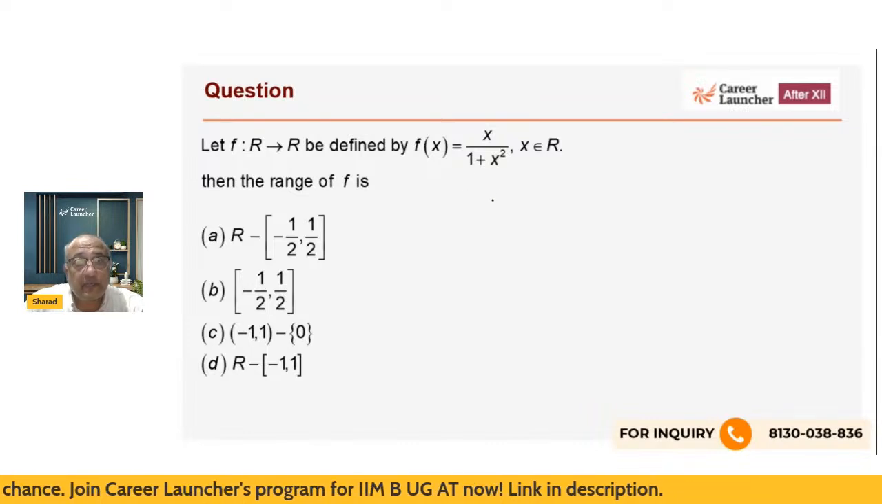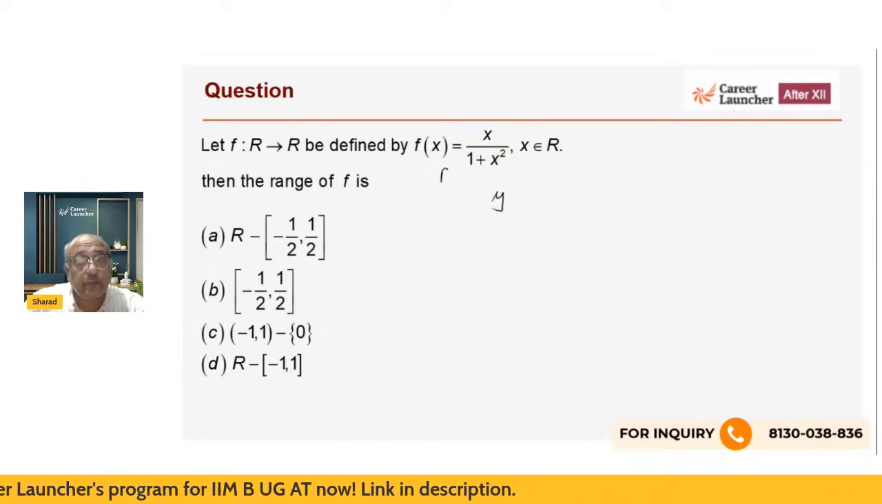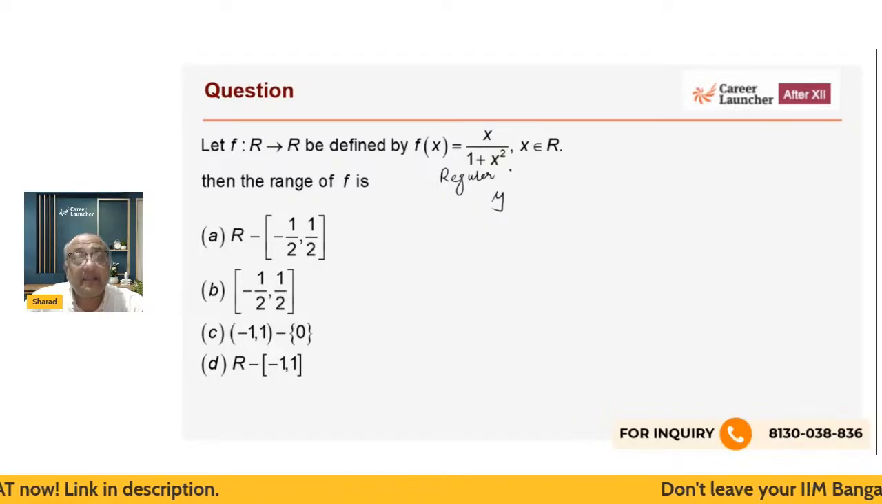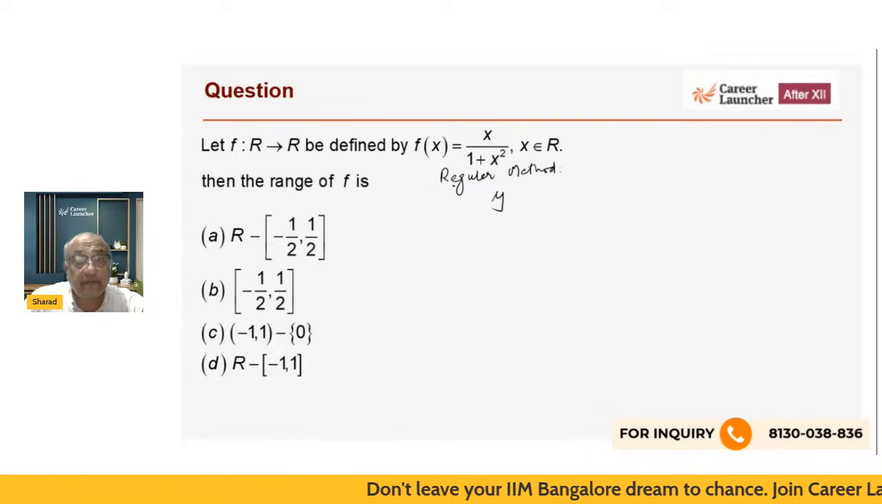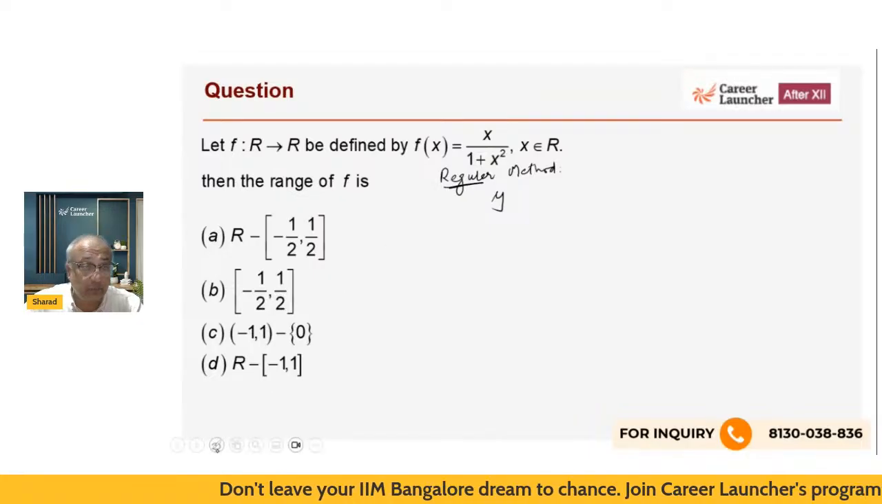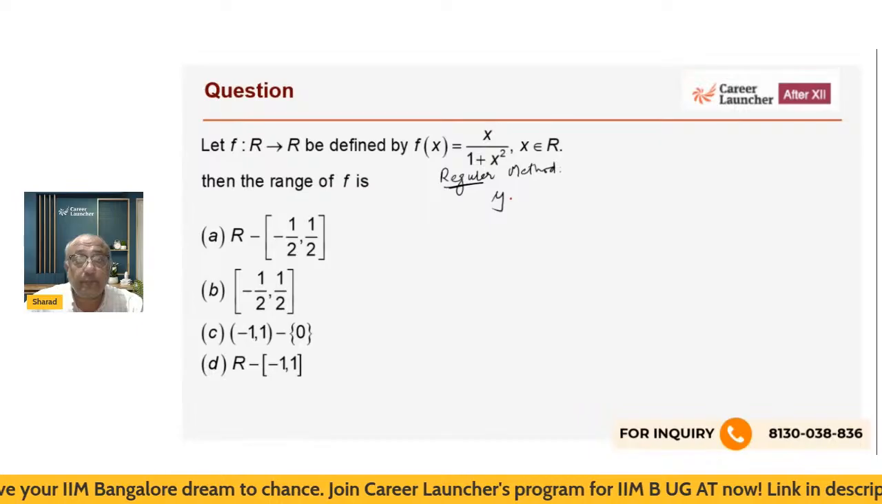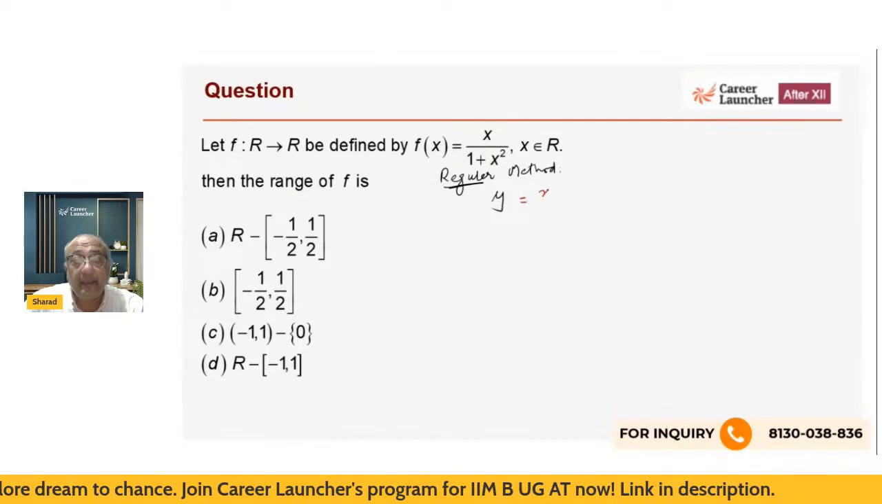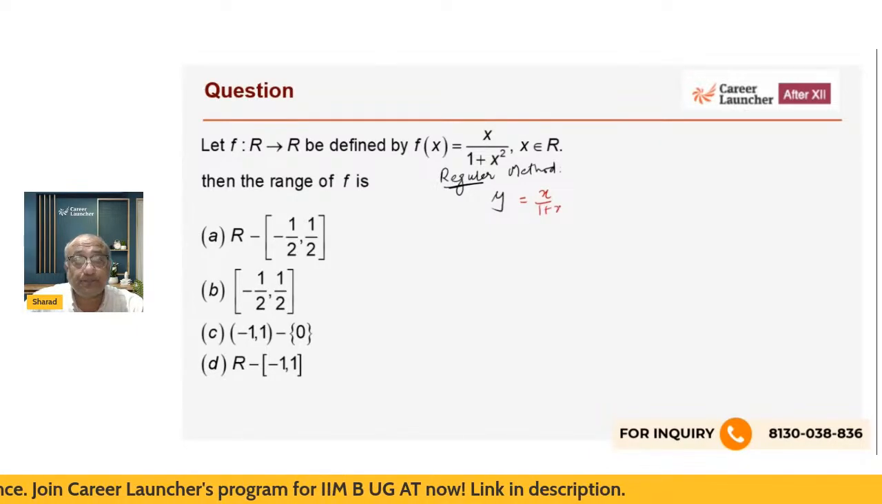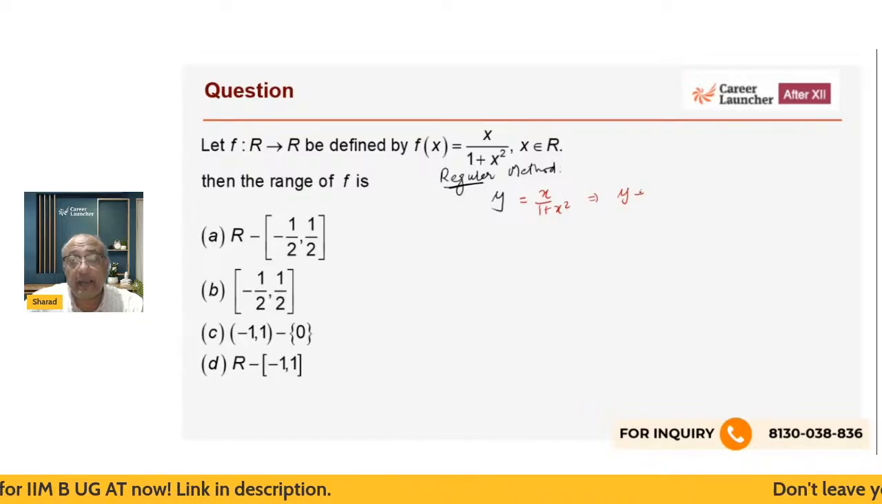Now to do this question, I'll tell you two kinds of method: the regular method, and the method which you can use in entrance exams, which is more efficient. This is the regular method. First, let's do the regular method. What does this regular method say? Put f(x) equal to y and write y is equal to x by 1 plus x square. Now multiply, this will become y plus yx square is equal to x.